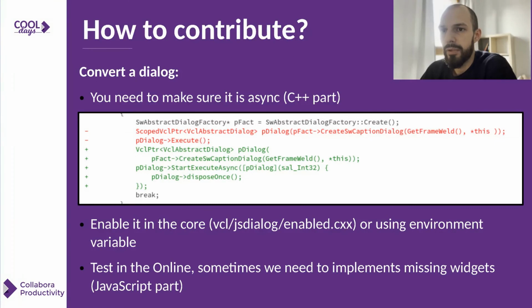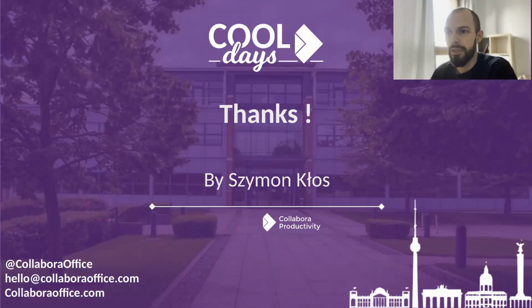Then we have to enable our dialog by adding that ID to the list we have in file enabled.cxx, and then you can just open online and check if your dialog works correctly. If not, sometimes there are missing widgets we haven't implemented, or there are some functionalities missing, and this part should be done in JavaScript. Feel free to submit your pull request or ask us on our channels.